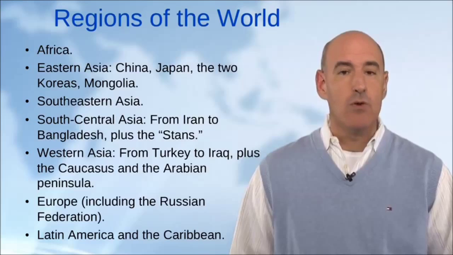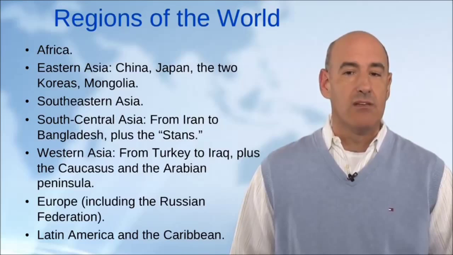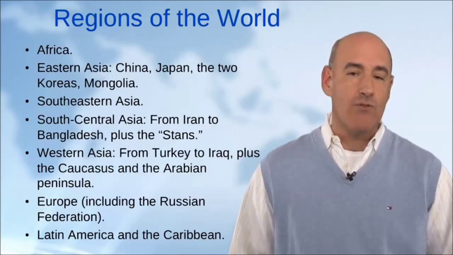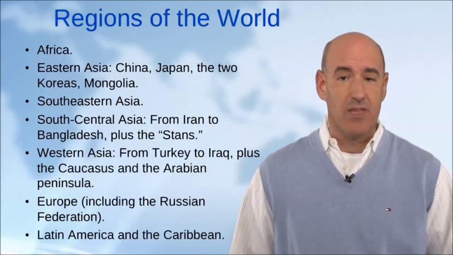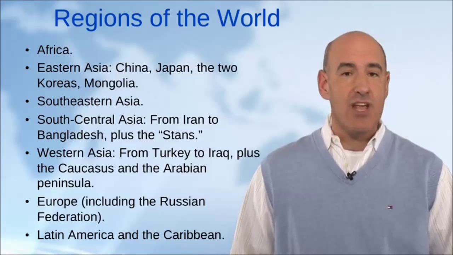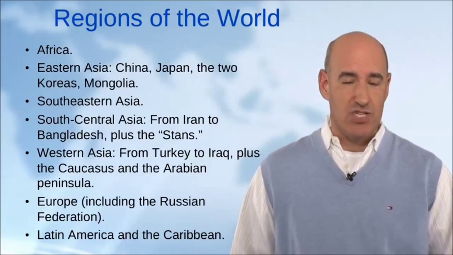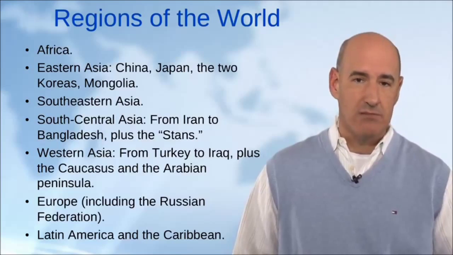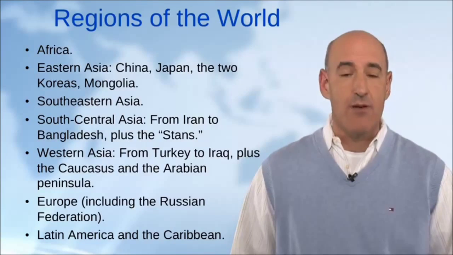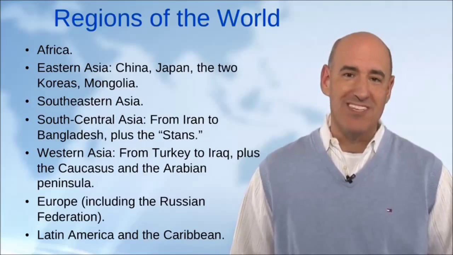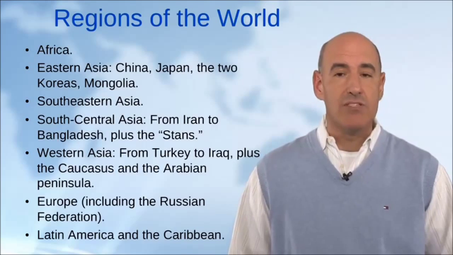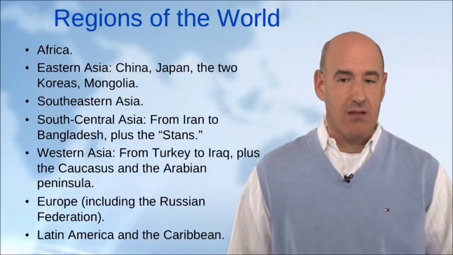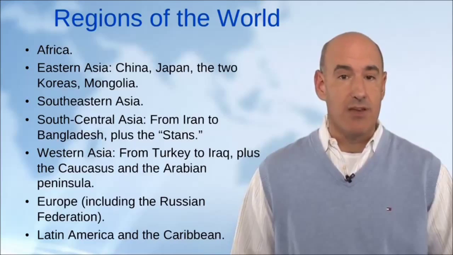Southeastern Asia includes essentially all of the countries in East Asia that are not China, Japan, the two Koreas, and Mongolia. So that's Malaysia, Thailand, Indonesia, and so on. South Central Asia includes every country from Iran to Bangladesh, plus all of the Central Asian republics, also referred to as the STANs. And of course, this part of the world also includes India, which happens to be the largest country. And then we have Western Asia, which includes every country from Turkey all the way to Iraq, plus the Caucasus and the Arabian Peninsula.